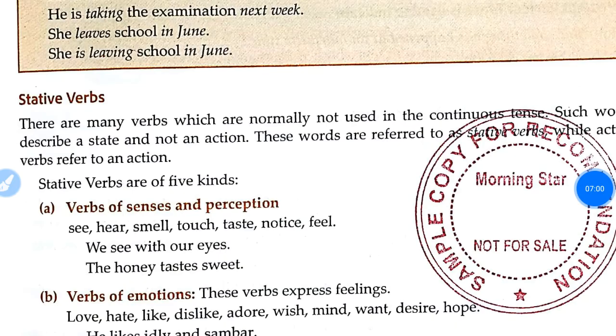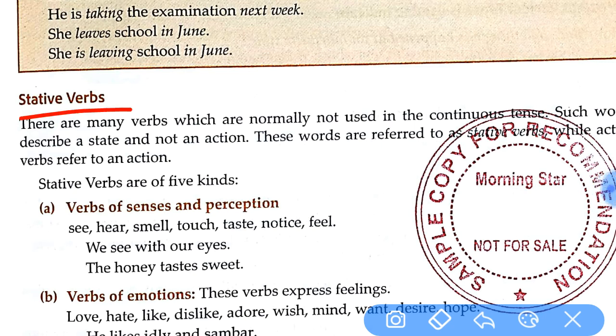Next, you have to just remember about the stative verbs, meaning verbs for which we do not use continuous tense. The ing forms are not used in these following verbs. What are they? Let's see. First one, verbs of senses and perception.